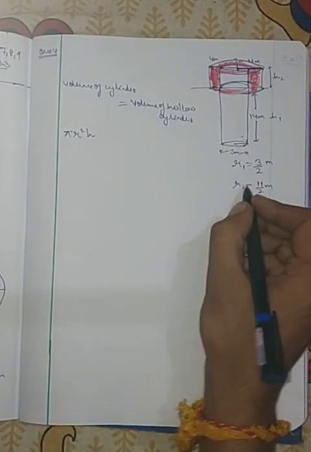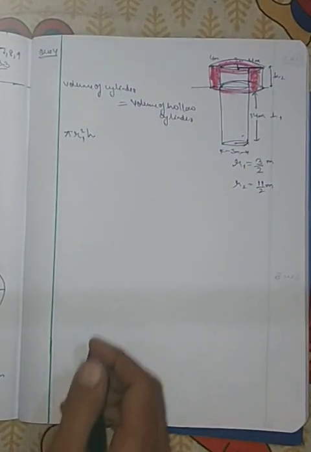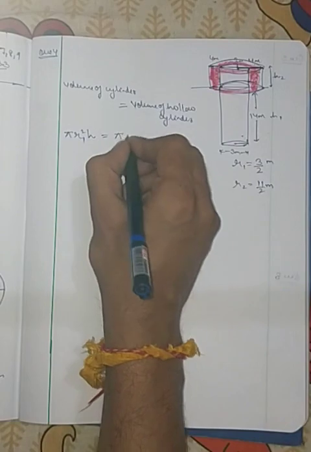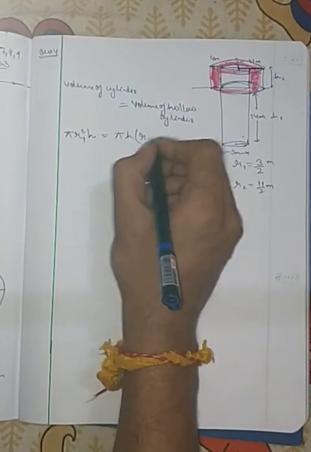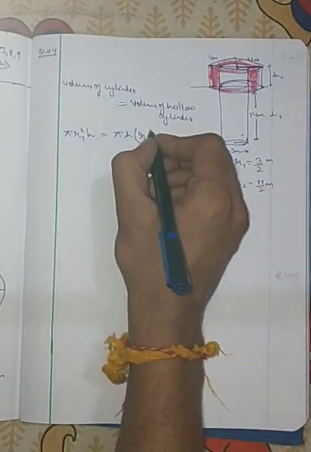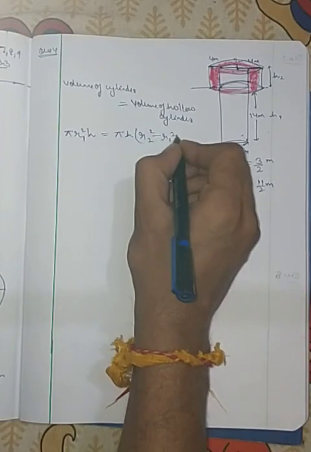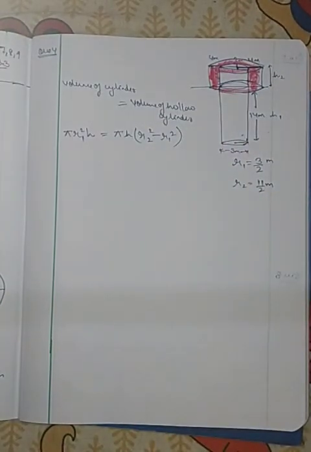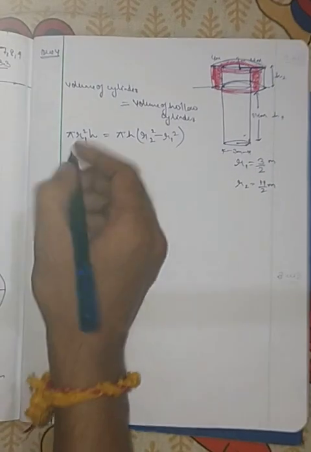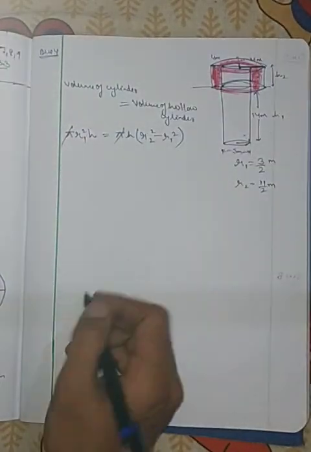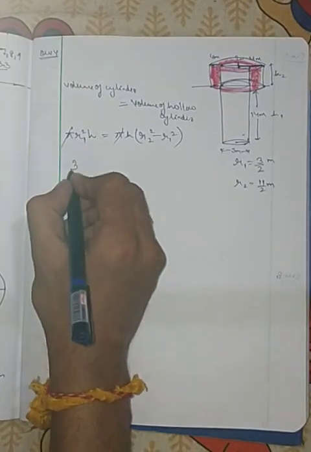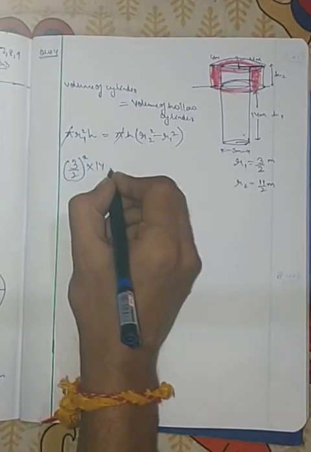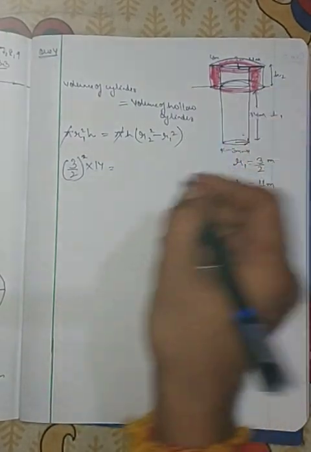So this is r1 and r2. For the cylinder we are using r1, and the volume of the hollow cylinder is pi h into r2 square minus r1 square. R2 is the bigger one. It is up to you which radius you are taking bigger. You can take r1 as well as r2. Pi cancels with pi. Now put the values. R1 is 3 upon 2 square. Height is 14. This is for the well.